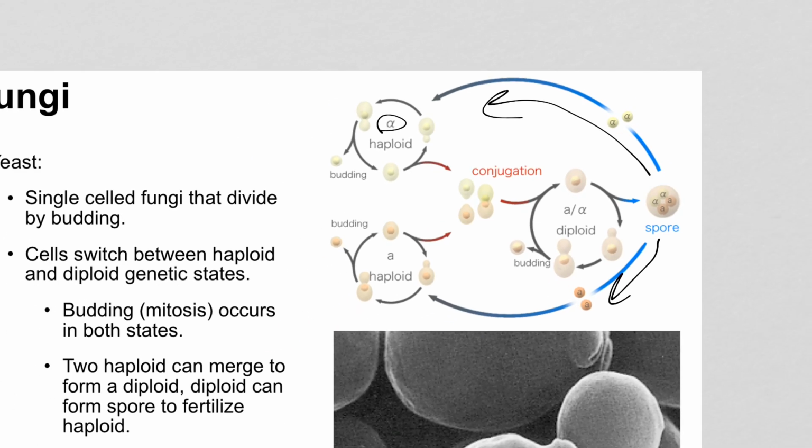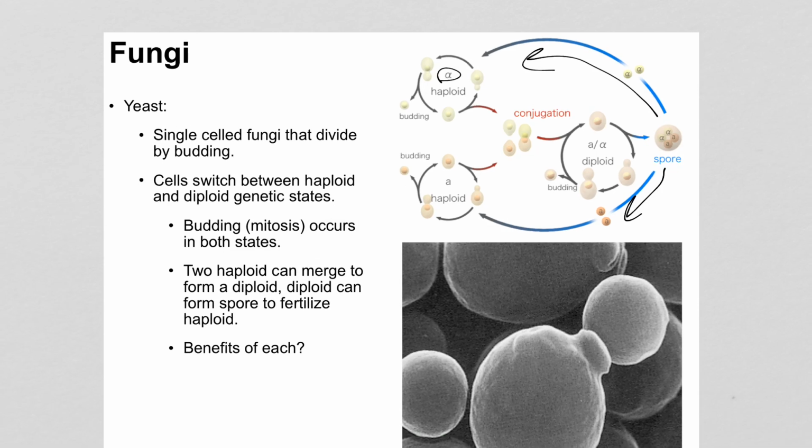And all that really does is it gives some genetic variation. And so they have the ability to do some of the things that bacteria can, which allows them to divide quickly in the haploid state, and some other things, this conjugation step, which is what other eukaryotes do, which gives them some genetic variety.